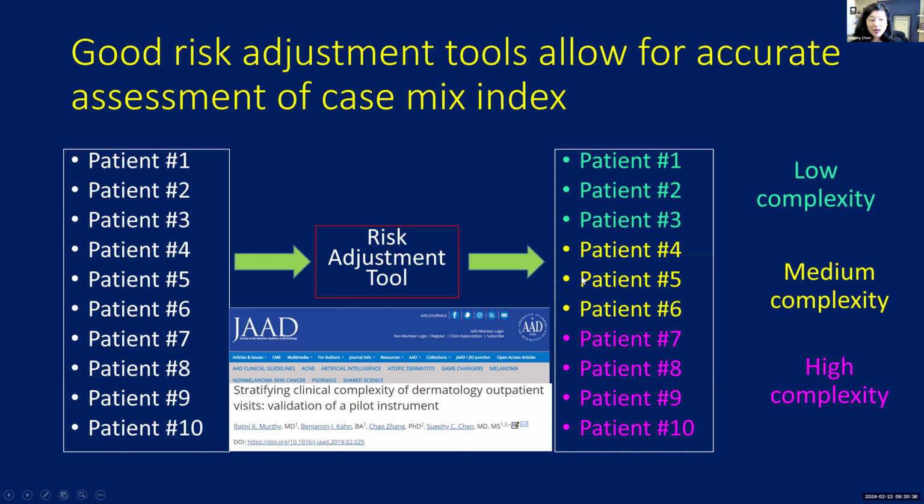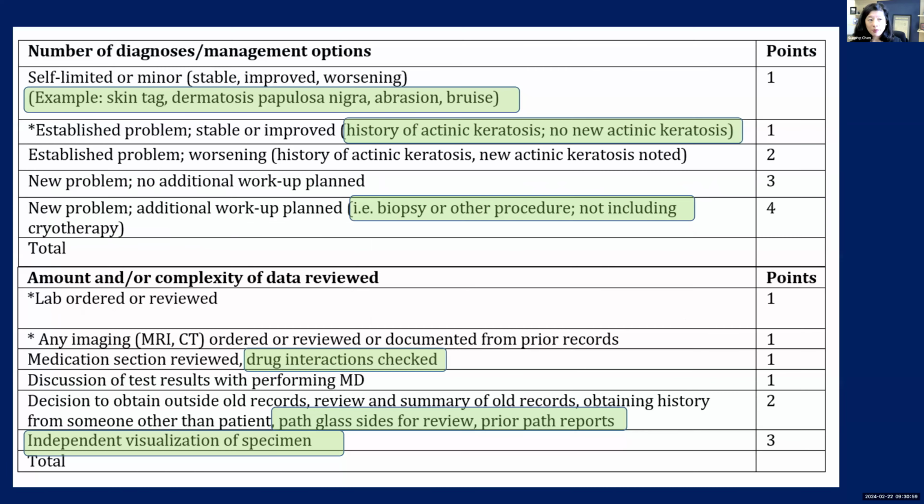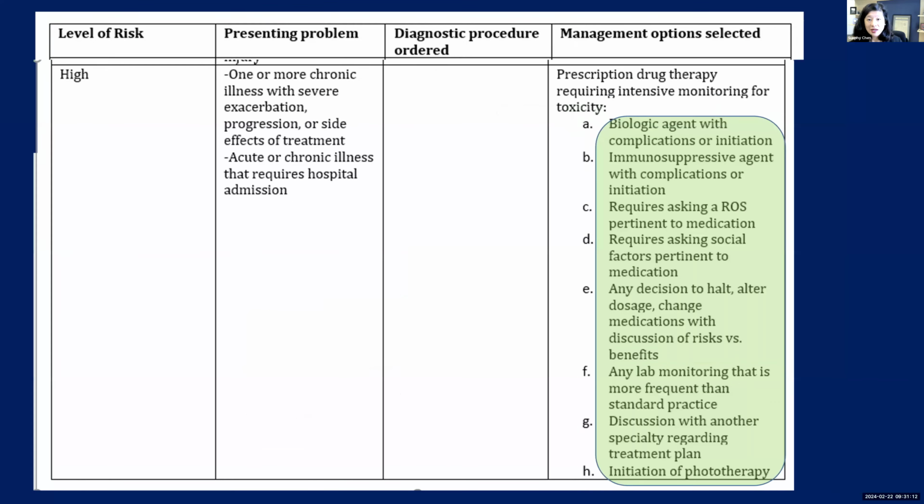So this tool actually should be quite familiar to you because we based it on CMS's medical decision-making paradigm. At that time that we were putting this together, it was before 2021, and so we weren't really using this a lot. But this is now something that should be quite familiar. But what we did in our paper is we put dermatology examples into here so that people could use that paradigm much more carefully. And so we have the levels of risk, and then prescription drug management.